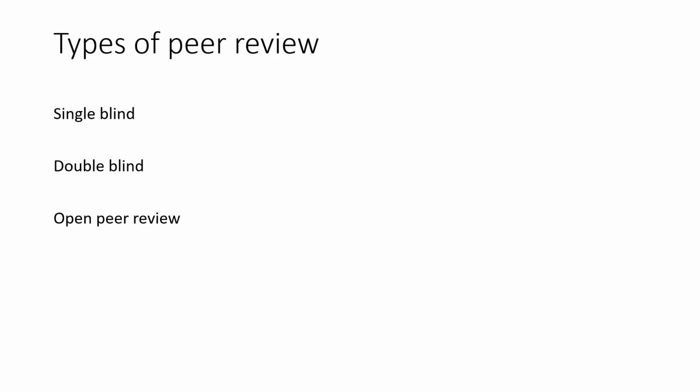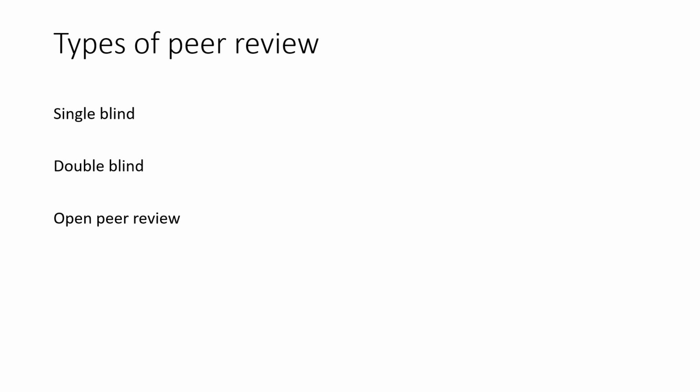In double blind, neither the reviewer nor the submitting authors will have any idea about the other party. So if I'm submitting, I will not know the identity of my reviewer, like who is reviewing it, and neither will my reviewer know that I have submitted the manuscript.